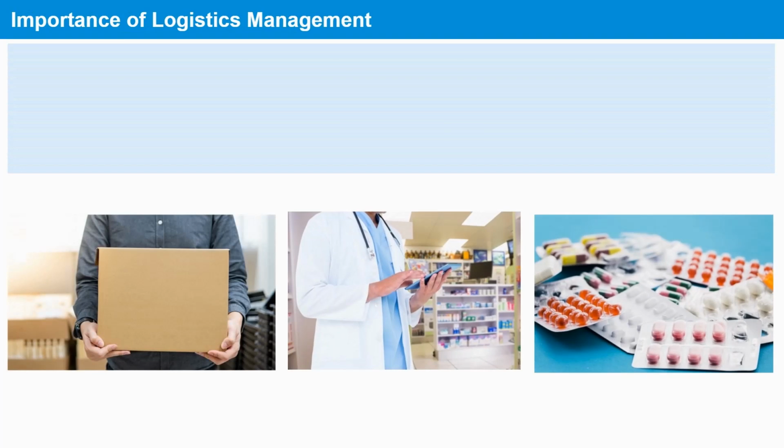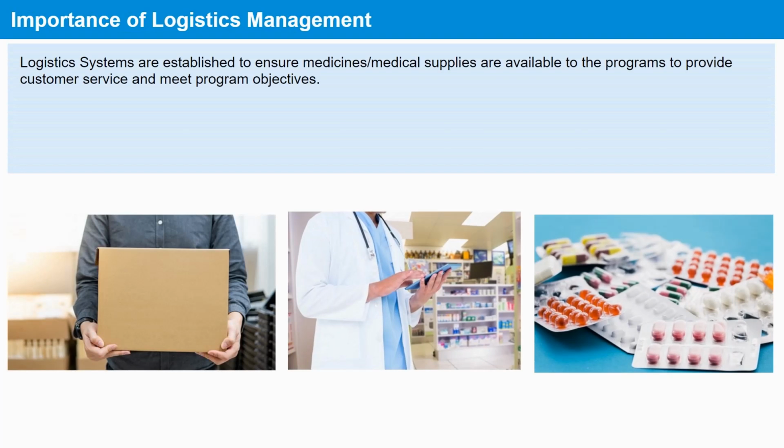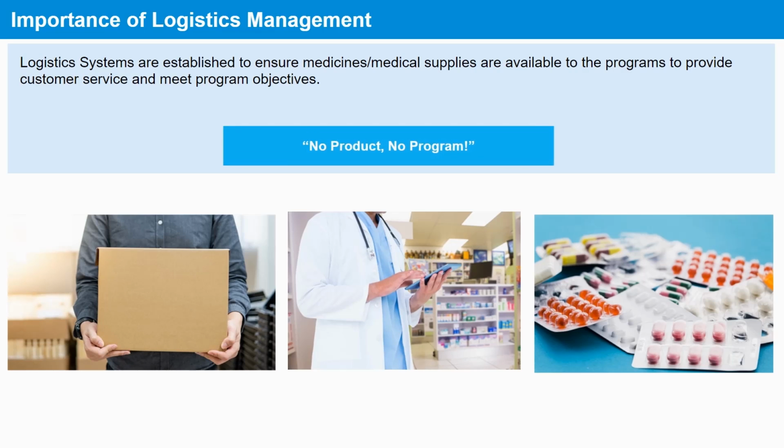Why is logistics management important? In health programs, logistics systems are established to ensure that medicines and medical supplies are available to the programs to provide customer service and meet program objectives. There is a slogan, no product, no program. So if logistics management fails, the program will also fail.